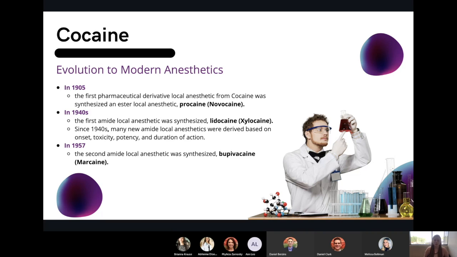In the 1940s, the first amide local anesthetic was synthesized, lidocaine. Since the 1940s, many variations of amide local anesthetics have been created, based on their onset, toxicity, potency, and duration of action. In 1957, the second amide local anesthetic was synthesized, bupivacaine, also called Marcaine.